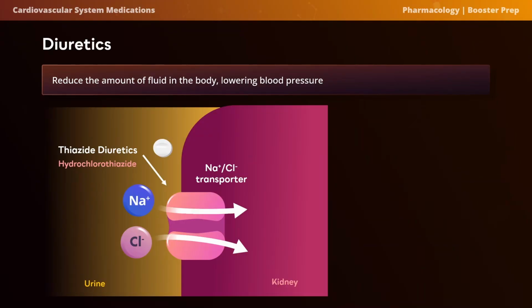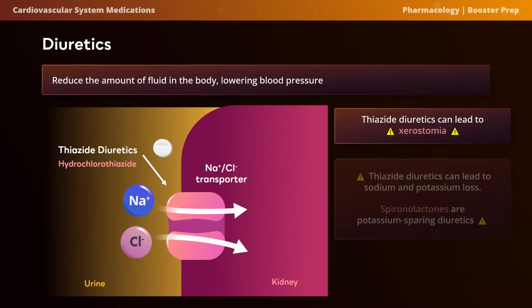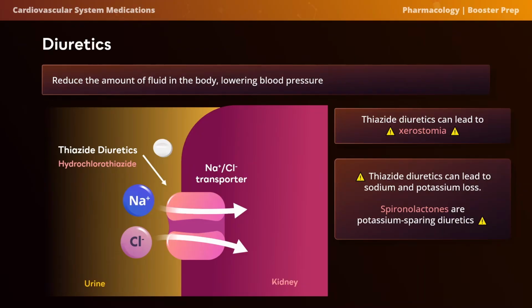Now, a couple important points that you need to know for the exam is that thiazide diuretics can actually lead to xerostomia, or dry mouth, and they can also lead to blood sodium and potassium loss. This is why a diuretic class called potassium-sparing diuretics can be used. The most important potassium-sparing diuretic to know is spironolactone.